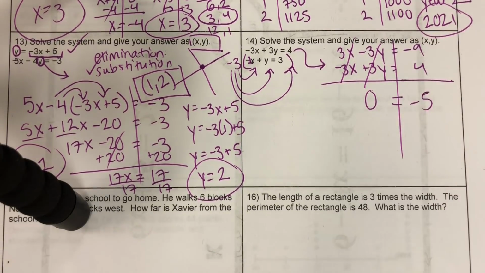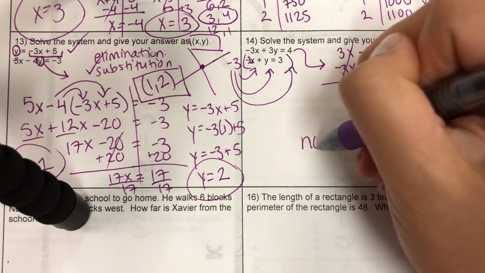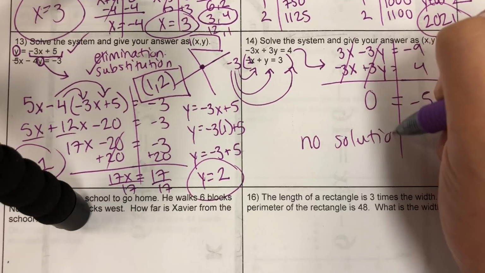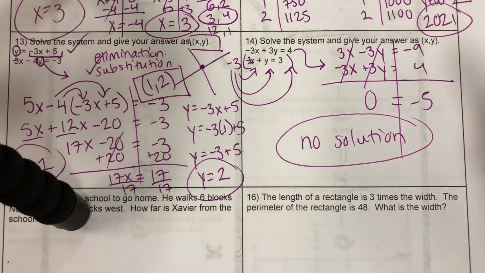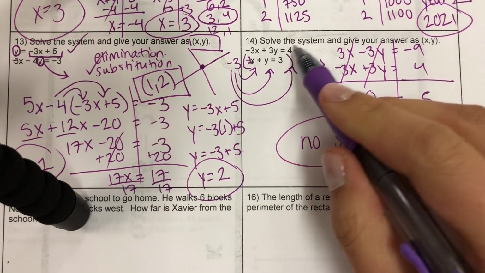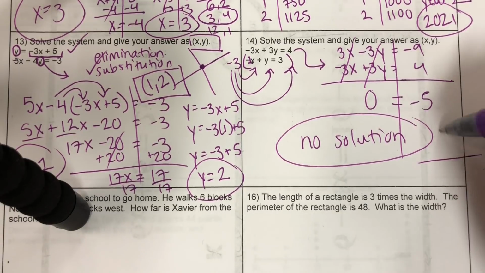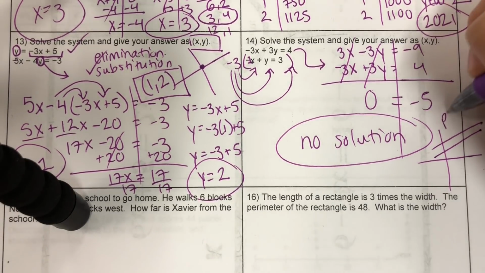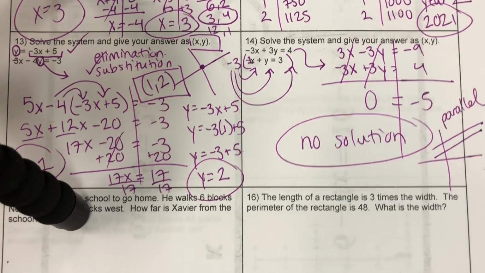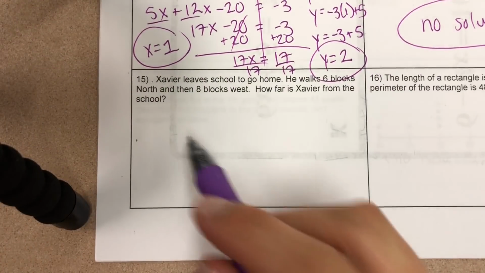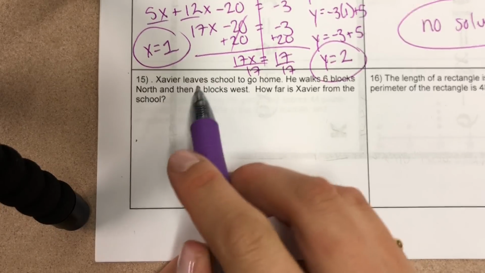You can already see that this is a little funny. When I have a number that doesn't equal the number next to it, this is going to be no solution. If you want to go the further step, you can just figure out what it would look like. A system that has no solution would never touch, so they would be parallel.